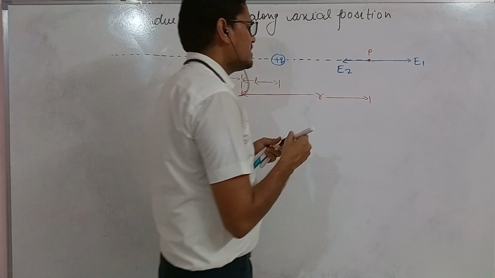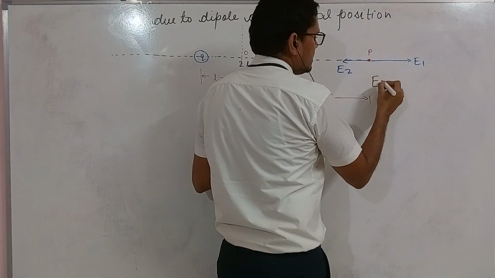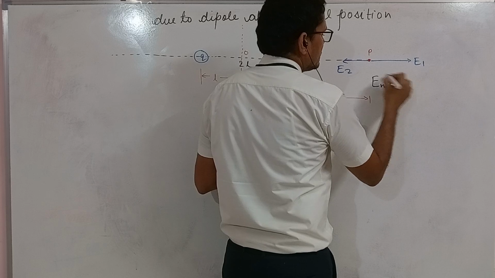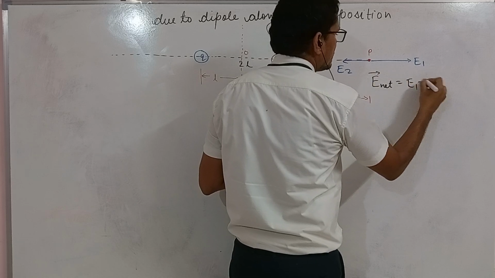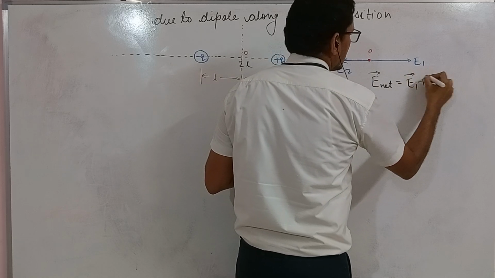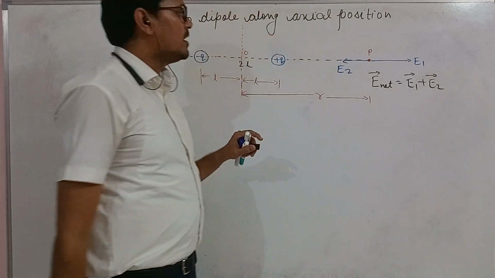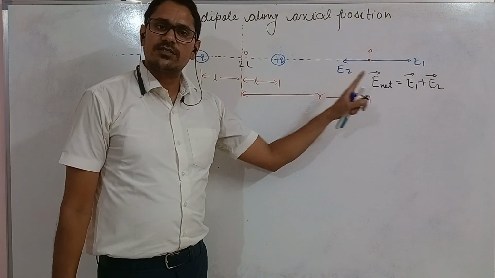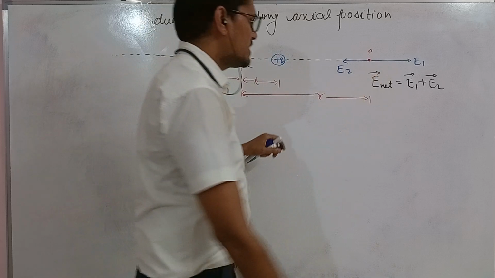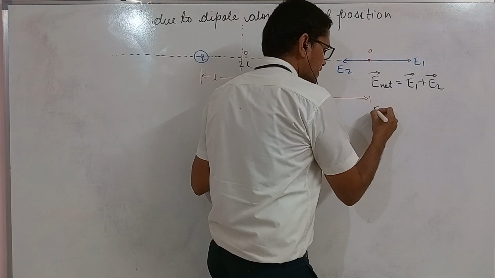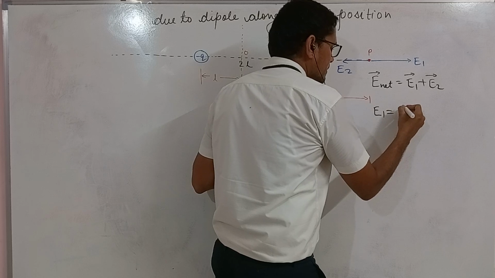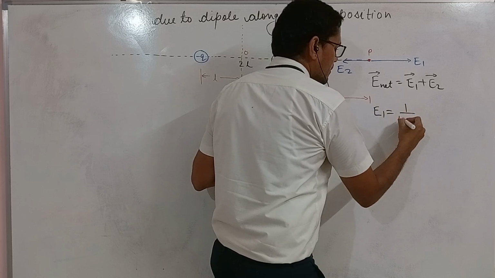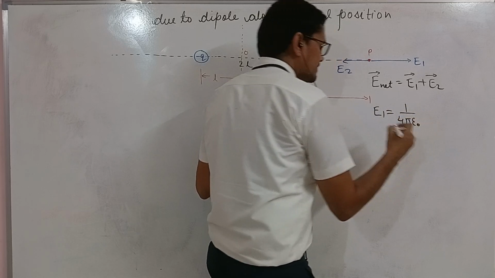Now the net electric field resultant would be given by E net is equal to E1 plus E2 in vector form. Fine. So for finding out the net electric field, I need to identify first E1 and then E2. Let's find out the magnitude of E1 and E2. So E1 would be given by 1 by 4 pi epsilon naught.